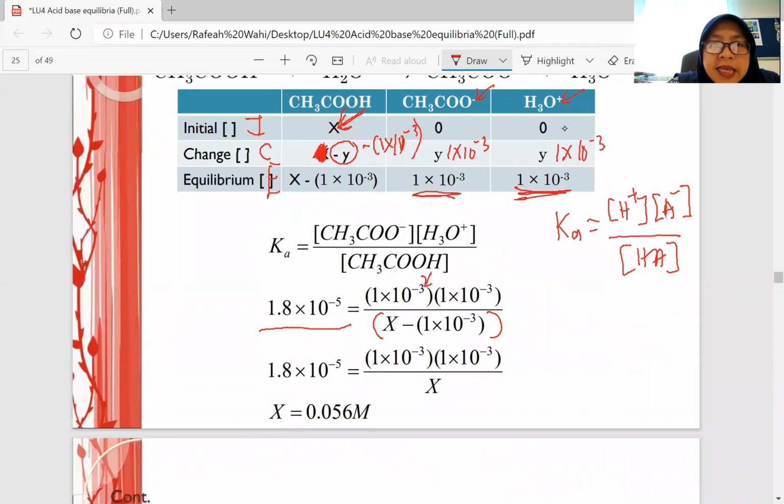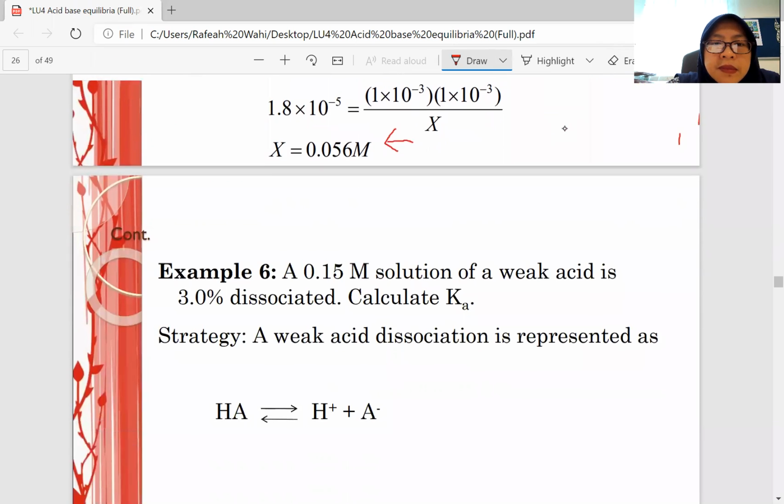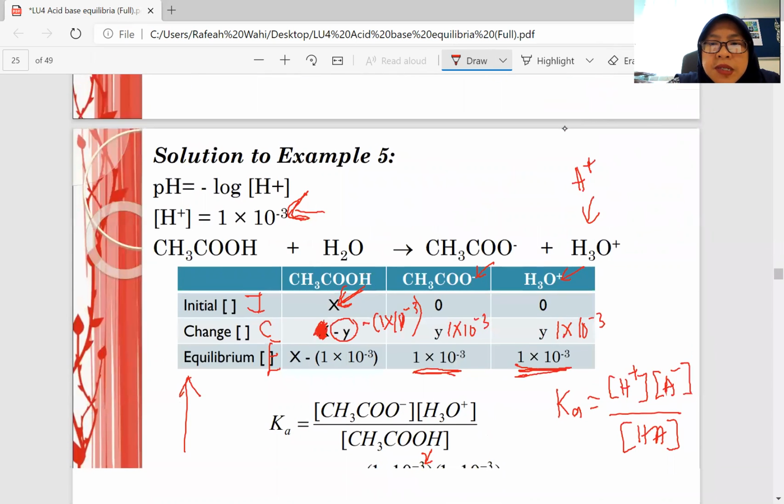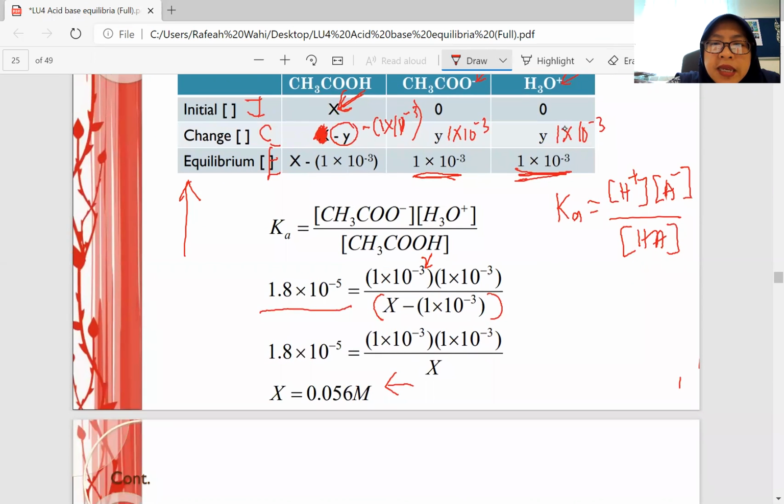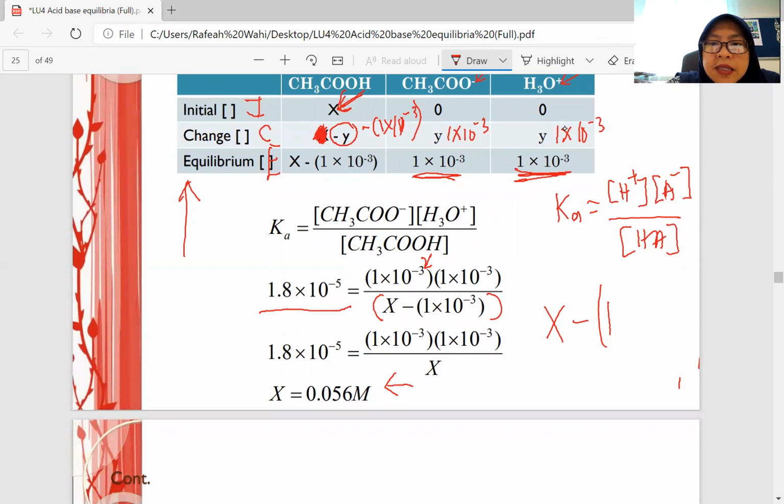All right. So from there, you get X, the concentration of initial acid, 0.056 molar. Okay. But it will be different if you want to find the equilibrium concentration. The equilibrium concentration would be X minus 1 times 10 to the power negative 3 molar.